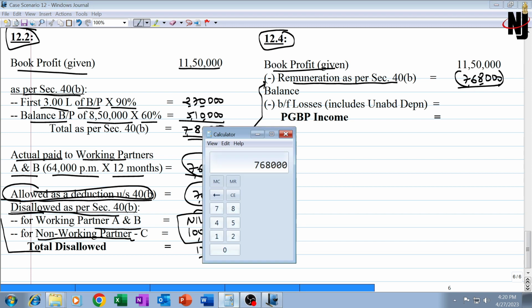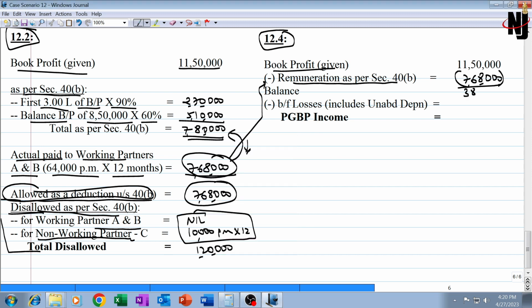Balance would be 11,50,000 minus 7,68,000, that is 3,82,000. No need to take the 3,82,000 total, but I am taking it. It is not required. And then brought forward losses. Now book profit is after subtracting interest. Understand, interest allowable to partners must have already been subtracted. That is how we got book profit 11,50,000. So the institute has readily given us 11,50,000. From 11,50,000 we have to subtract only remuneration. We don't have to subtract the interest amount.